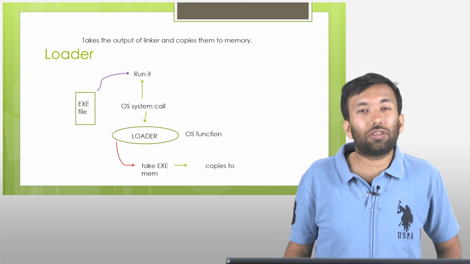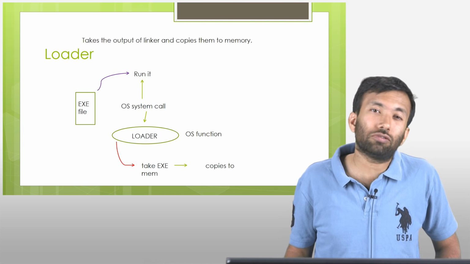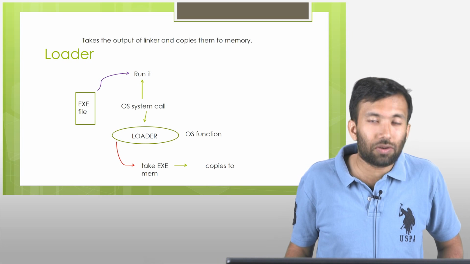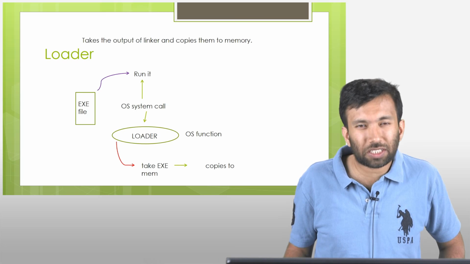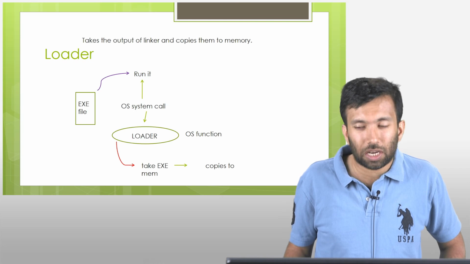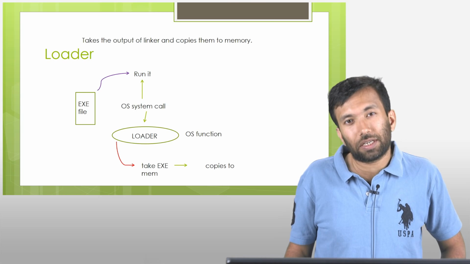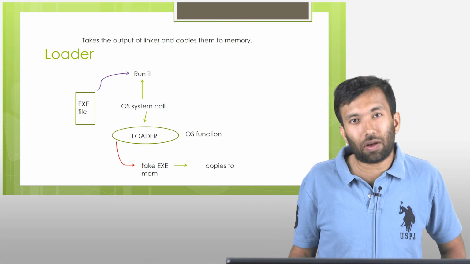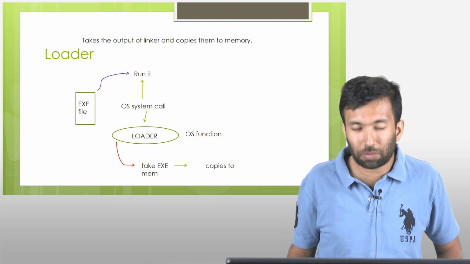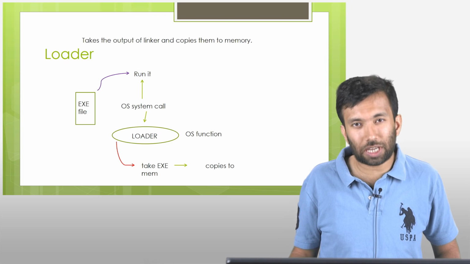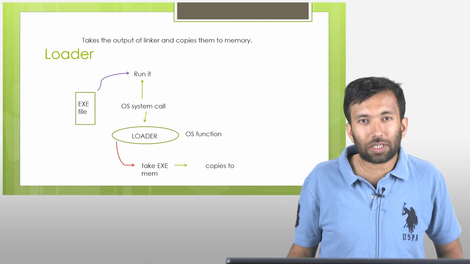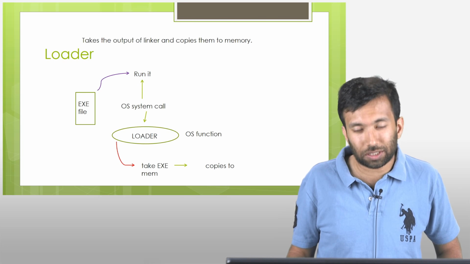In order to execute it, what you need to do is you need to start a process. What do we mean by starting a process? Remember, we said that a particular process has a lot of registers: program counter, status register, stack, heap. So somebody needs to allocate the values to these registers.